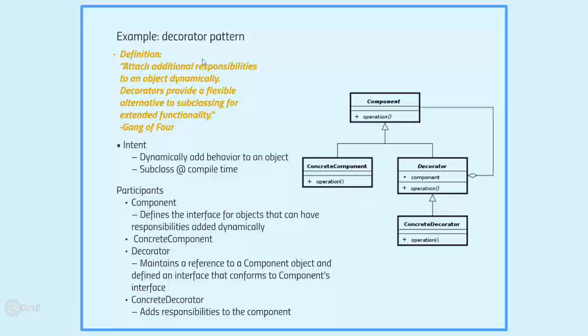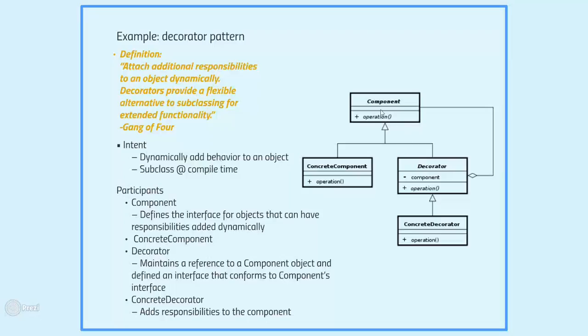One more example is the decorator pattern. The definition of the decorator pattern is that it attaches additional responsibilities to an object dynamically. Decorators provide a flexible alternative to subclassing for extended functionality. So the intent of the decorator is to dynamically add behavior to an object instead of using a subclass, because we know that a subclass has to be implemented at compile time.